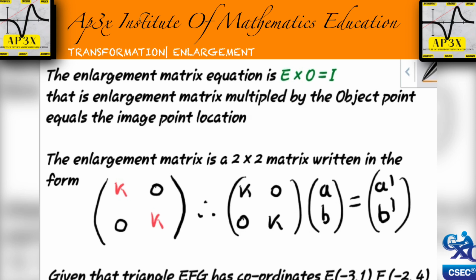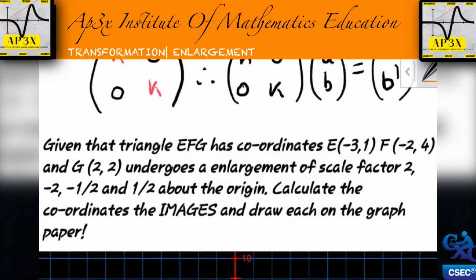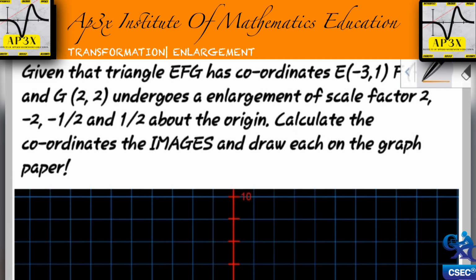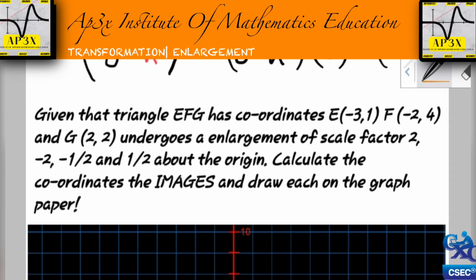All right, now we've been doing a lot of theory. Let's get into the practical application of this. I have a question here that we're going to walk you through. Given that triangle AFG has coordinates E (-3, 1), F (-2, 4), and G (2, 2), it undergoes an enlargement of scale factor 2, -2, -1/2, and 1/2 about the origin.